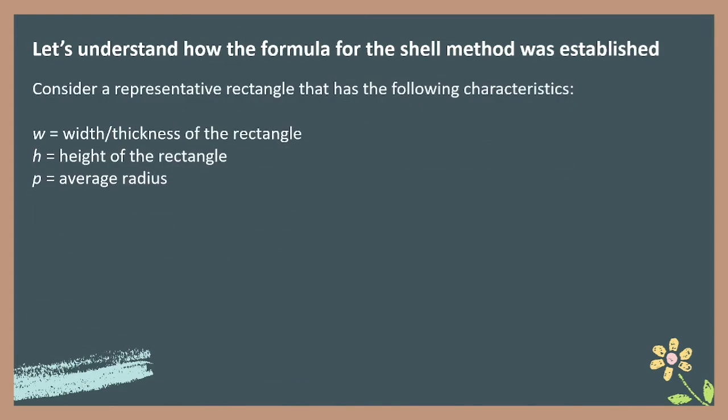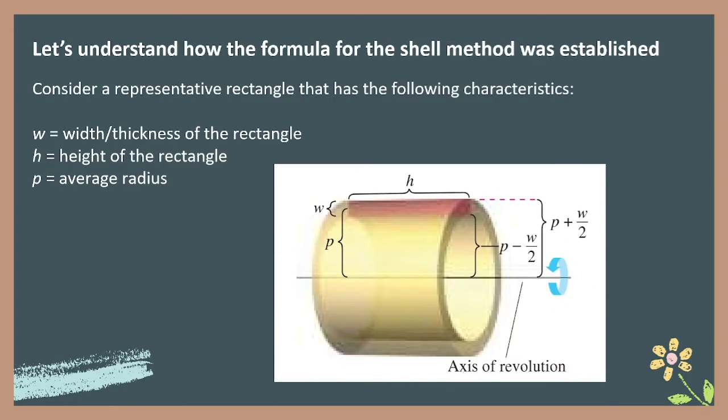Also, let's understand how the formula for the shell method was established. Consider a representative rectangle that has the following characteristics, where W here is the width or the thickness of the rectangle, with respect to the axis of revolution. H here is the height of the rectangle, or its function, and P here is the average radius. As you can see in the figure, we'll just locate that one.